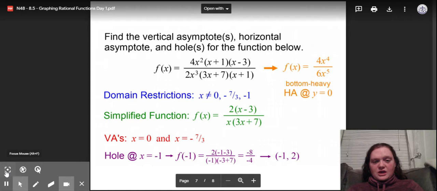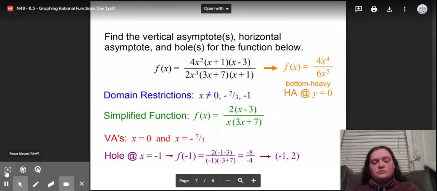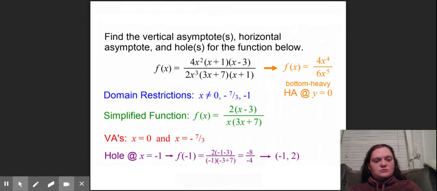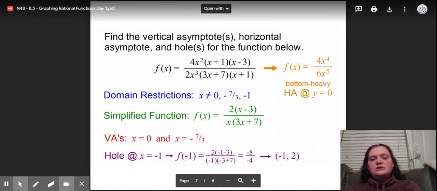Now the function you're looking at here is already factored for you. On your homework, some of the problems will be factored, others will not. So step one is always to factor if it's not already factored. Okay. Now you can do the horizontal asymptote right from the very beginning if you want.